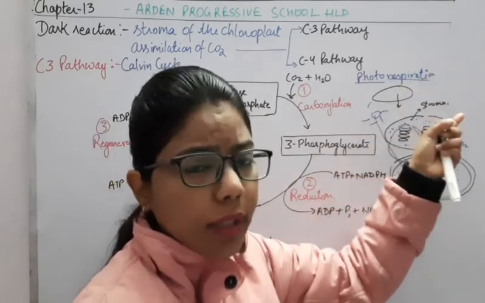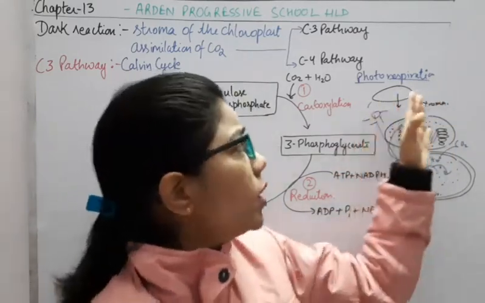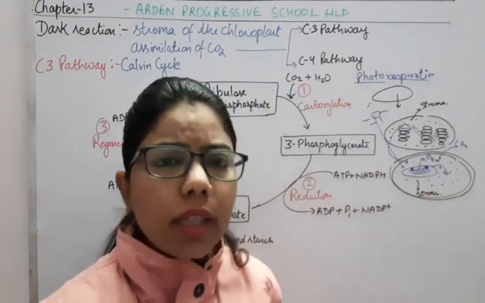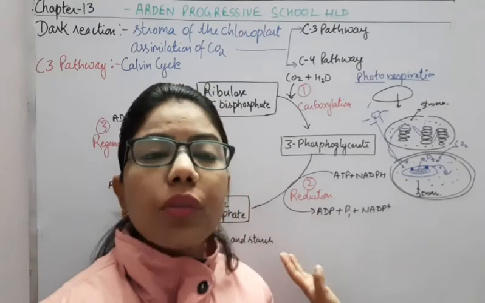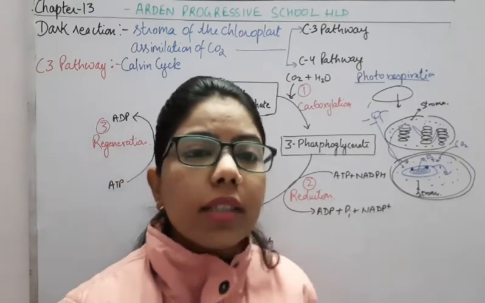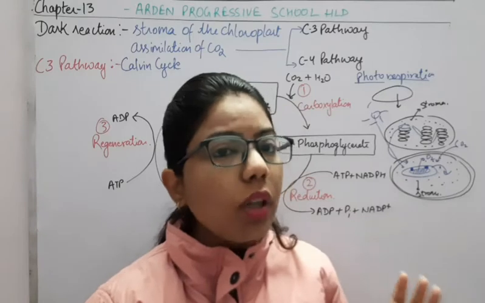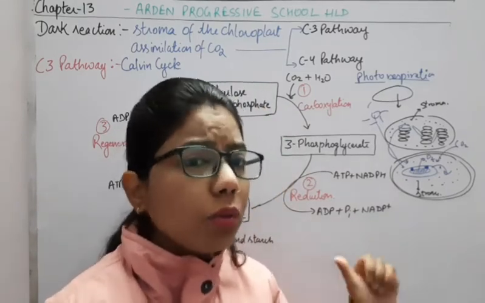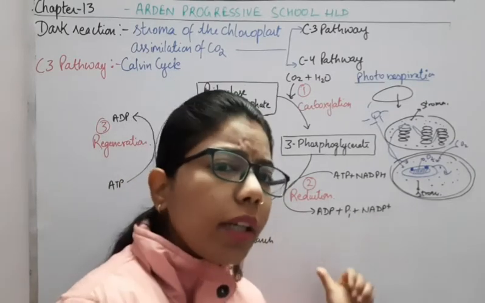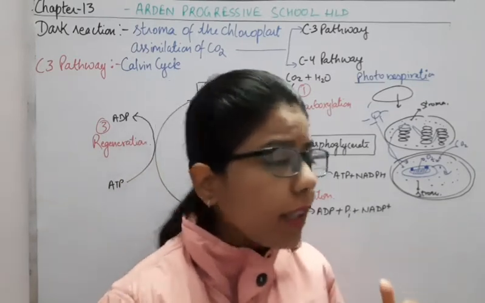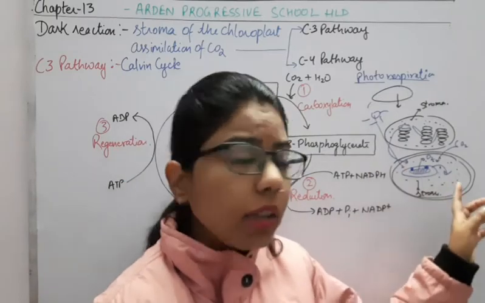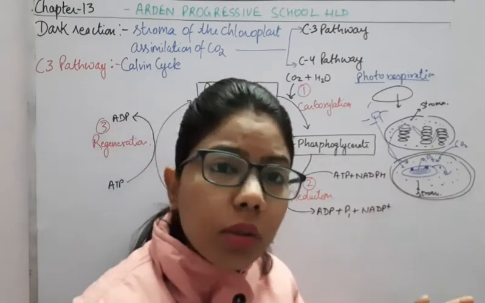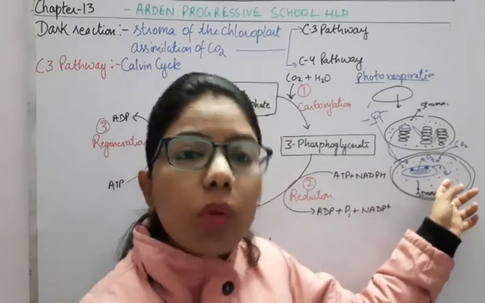What is photorespiration? Photorespiration is the respiration which takes place in presence of light. Respiration is good during the night hours. That's why we know that at night there will be respiration of plants, and we should not sleep under a tree, because during the night hours the plants respire. But in the daytime, what is the work? In the daytime, there should be an entry of CO2.